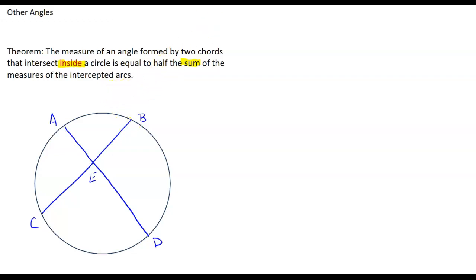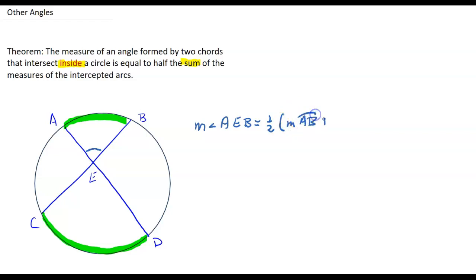Okay, so what does that mean? Well, if I want to know the measure of this angle right here, that's formed by two chords inside the circle, then this theorem says the measure of angle AEB is half the sum of the intercepted arcs. That's this arc right here and that arc right there, the arcs that are intercepted by the two chords that form angle AEB. So that's half the measure of arc AB plus arc CD.